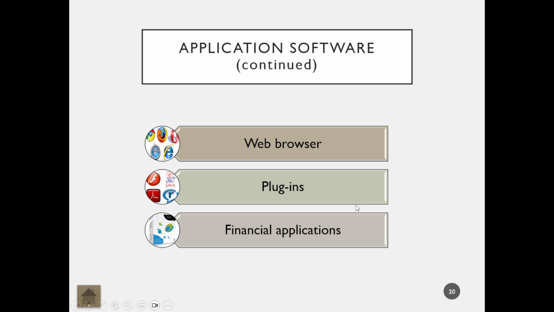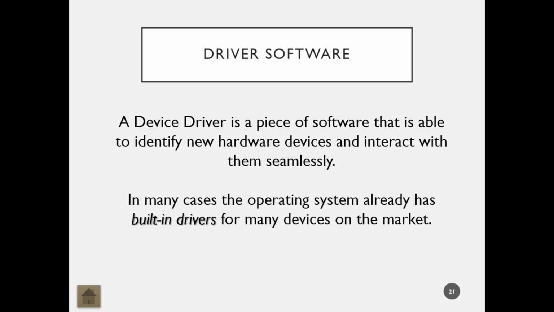Okay, so we've looked now at our system software. We've looked at the operating system. We've looked at the utility software. We've seen examples of our application software. And the last one in this is our driver software. So when we talk about drivers, we're not talking about the guys who are driving vehicles.